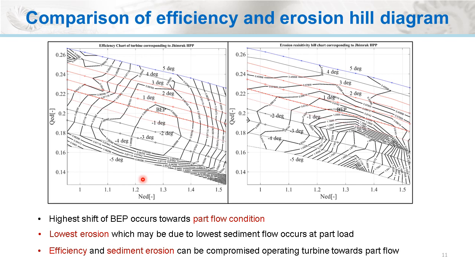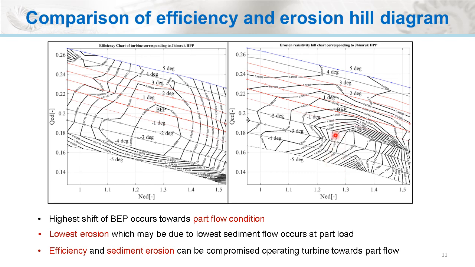Now, let me talk about the erosion prediction hill diagram. The erosion prediction hill diagram is plotted against the efficiency hill diagram. In this case, erosion resistivity, which represents the dimensionless value of erosion rate with reference to erosion at BEP, is used. Thus, the lowest value represents the lowest erosion wear. In this figure, the erosion resistivity narrows down towards the part load compared to the best efficiency point, which suggests that analytical assumptions of flow behavior in part load are different when all the conditions are considered.